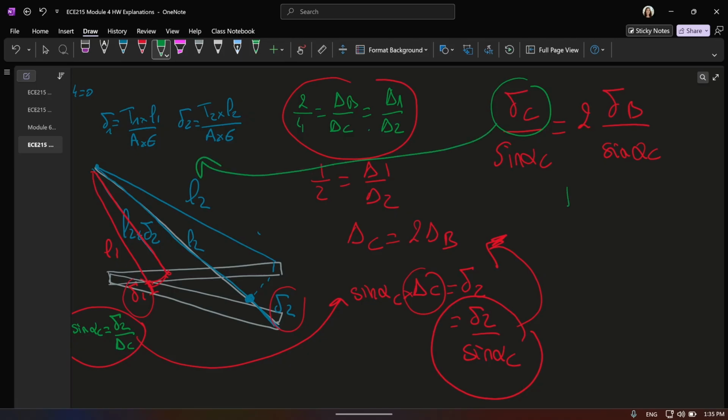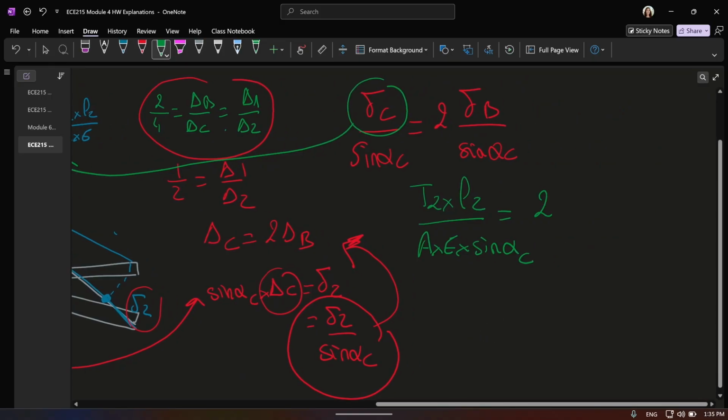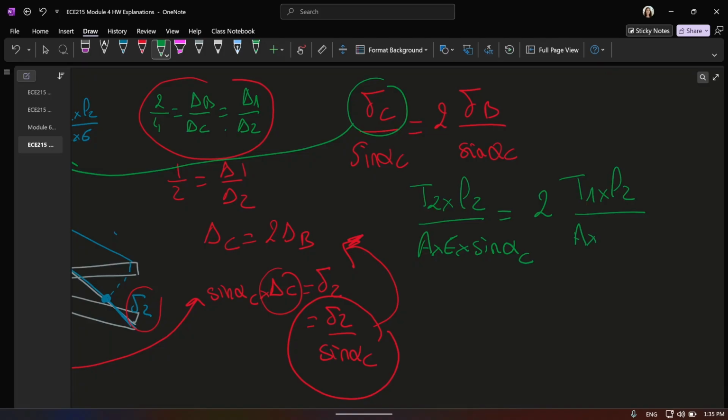So C is the 2. We have T2 times L2 divided by A times E times sine alpha at the point C, that is equal to T1 times L1 divided by A times E times sine alpha B. That's a B, alpha B. The area of the cables, we will take the same. The Young's modulus, we will take the same materials.